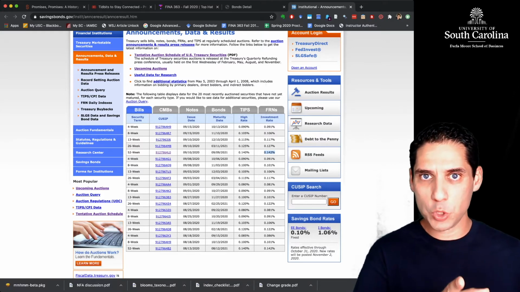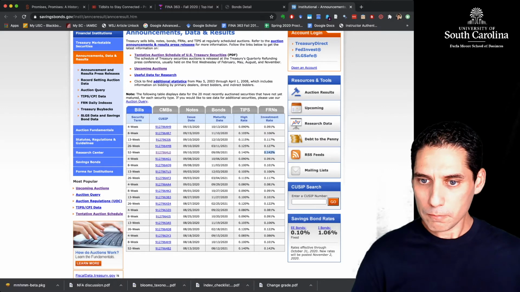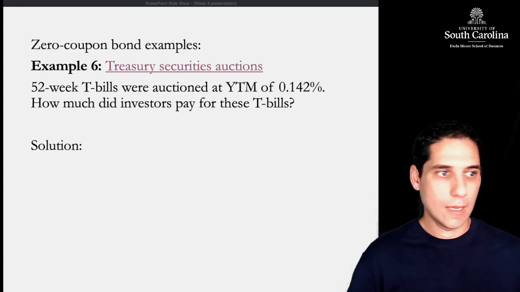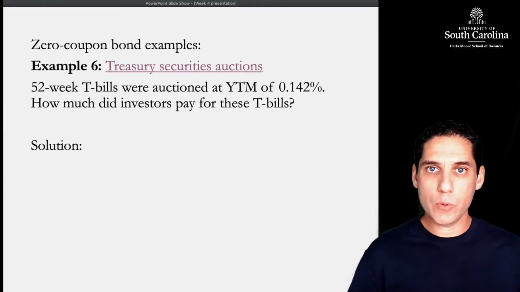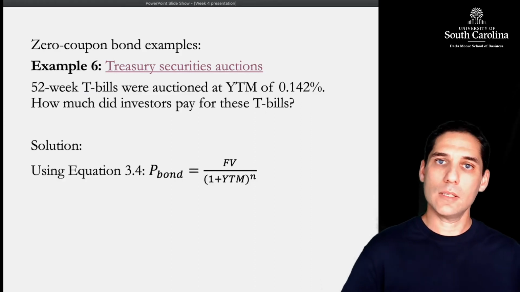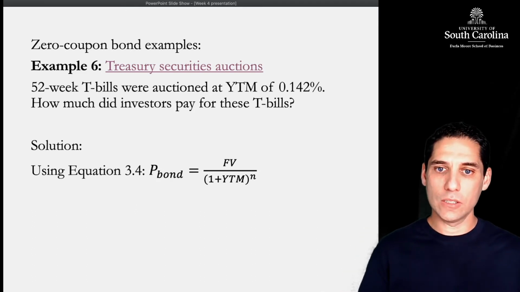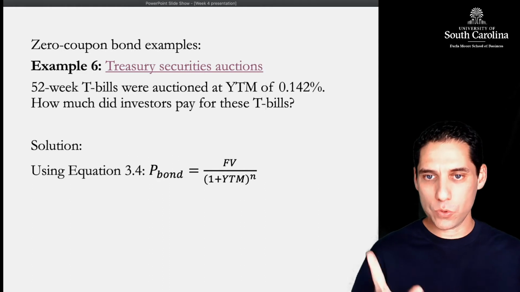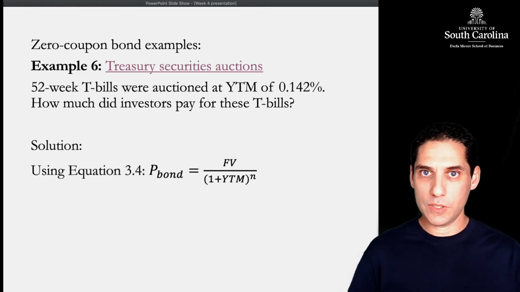So this yield to maturity implies a price. Let's see. If you go back, we know the formula we need to use, equation 3.4, right? The price of the bond is the face value, which is 100, discounted at that yield to maturity, so 1 plus yield to maturity raised to n. Here, yield to maturity we learn is 0.142.